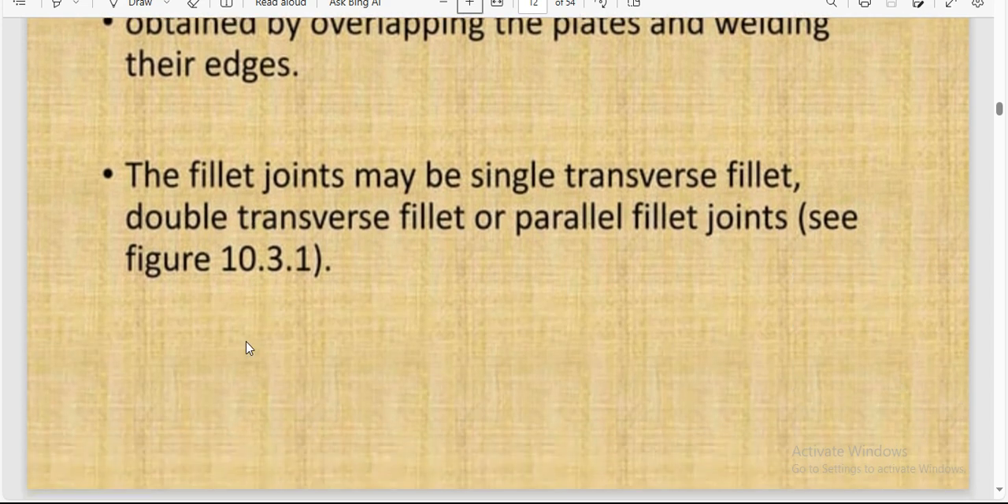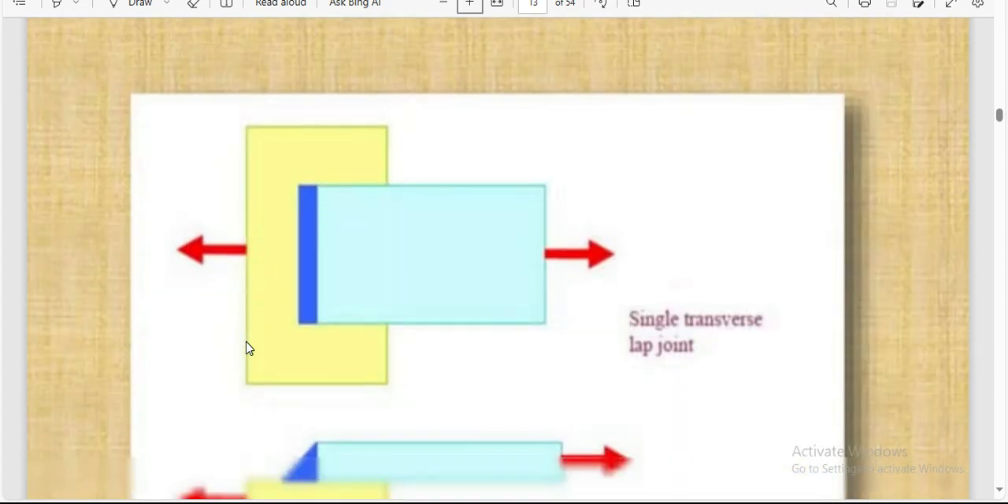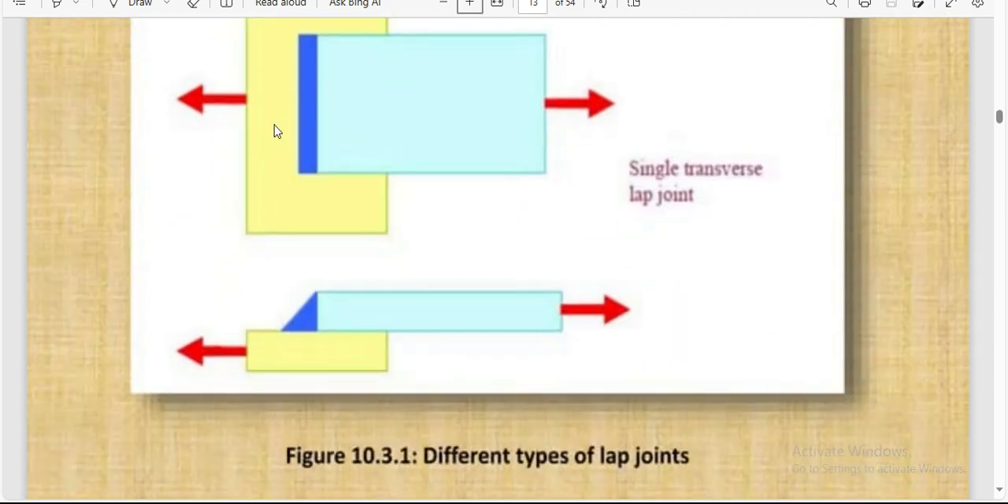See figure 10. Those mechanisms of the joining process are the fillet joint or lap joint. So this one is the other base metal. This one is the base metal. We weld in here.